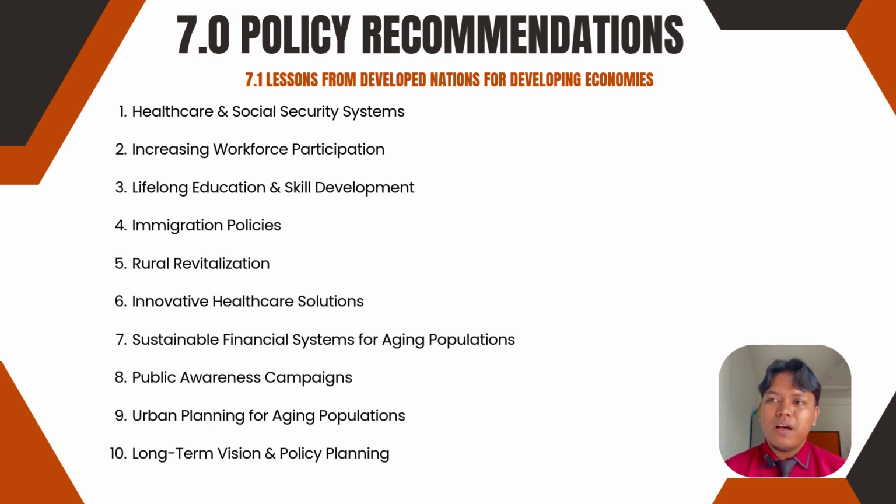The first one is healthcare and social security systems. Japan's universal healthcare and long-term care insurance serve as a model for countries like India to ensure affordable care for aging populations. So India should develop and expand a social safety net with a focus on affordable healthcare for all age groups.